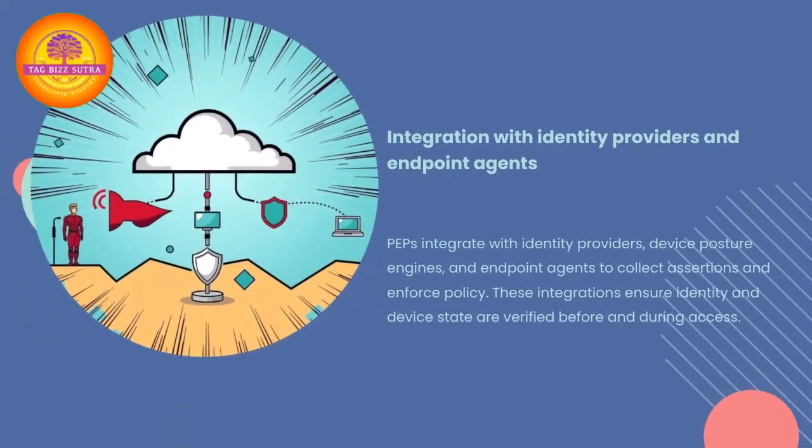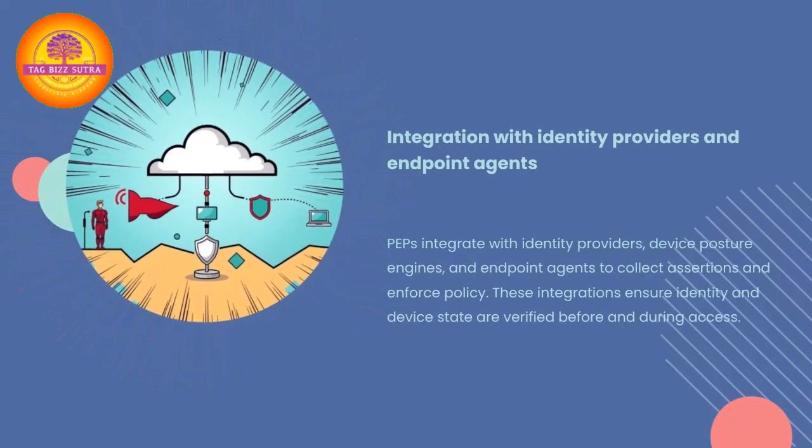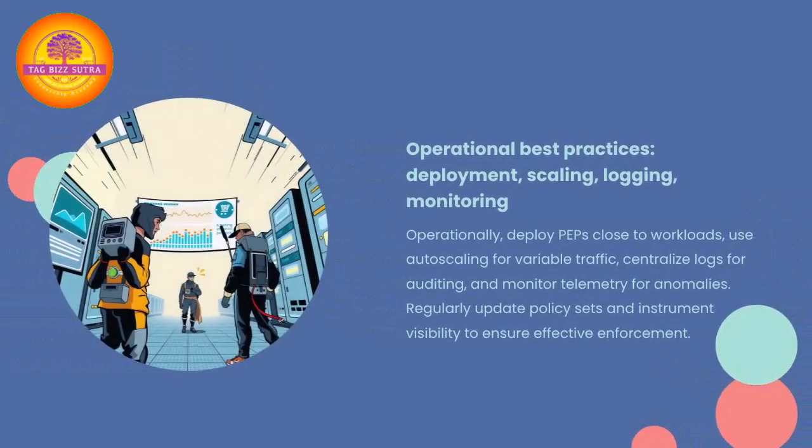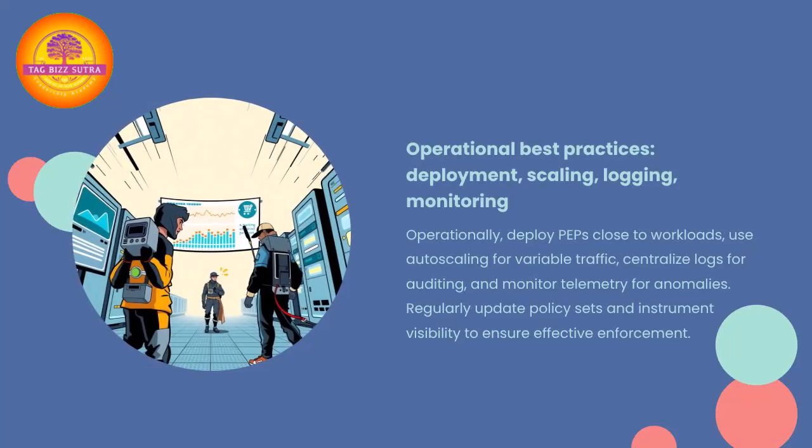PEPs integrate with identity providers, device posture engines, and endpoint agents to collect assertions and enforce policy. These integrations ensure identity and device state are verified before and during access. Operationally, deploy PEPs close to workloads, use auto-scaling for variable traffic, centralize logs for auditing, and monitor telemetry for anomalies. Regularly update policy sets and instrument visibility to ensure effective enforcement.